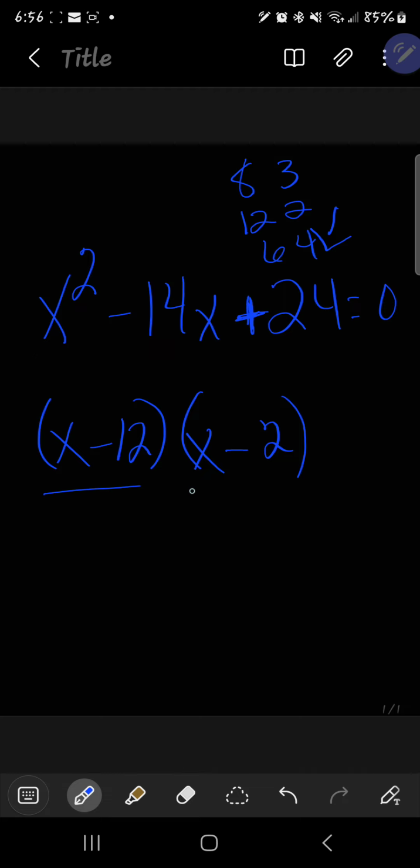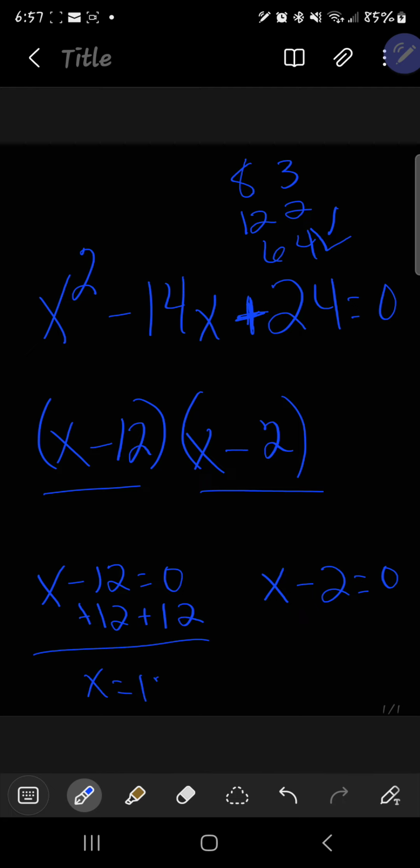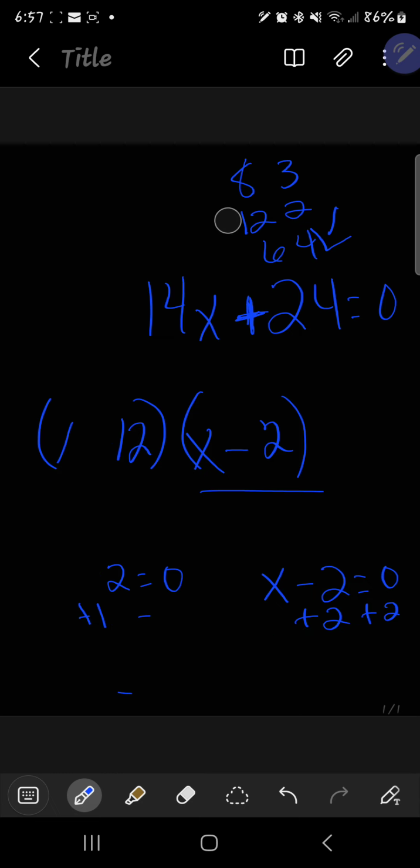Now what you do is you take each one of these binomials and you set them to 0. x minus 12 equals 0, x minus 2 equals 0. So again, just get x by itself: add 12 to both sides, x equals 12, and add 2 to both sides, and x equals 2. All right, so you'll do the same thing with all the ones that are like this. You just factor it out, and then take each binomial and solve for x.